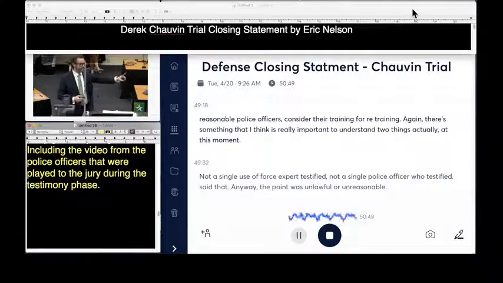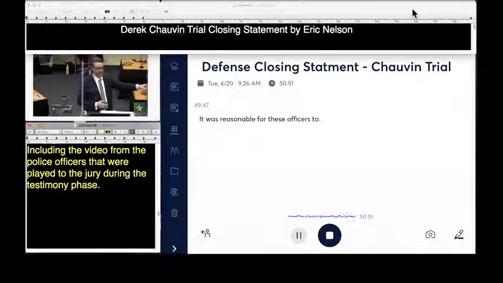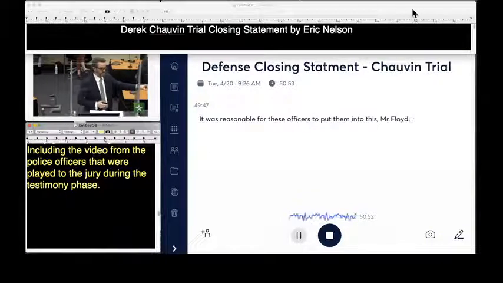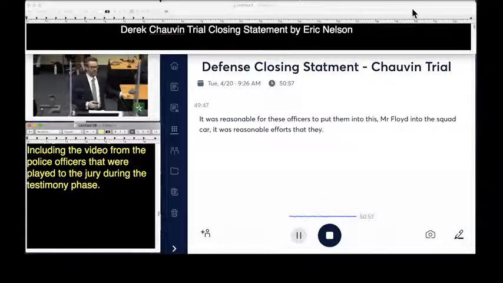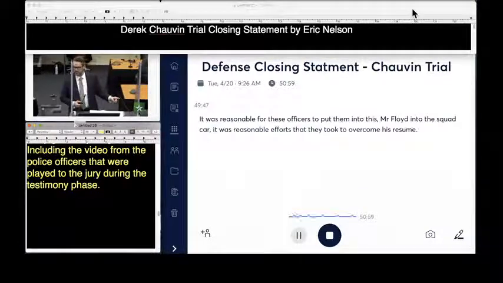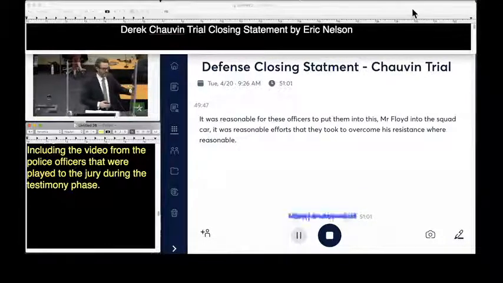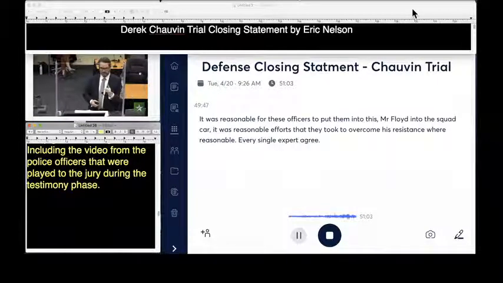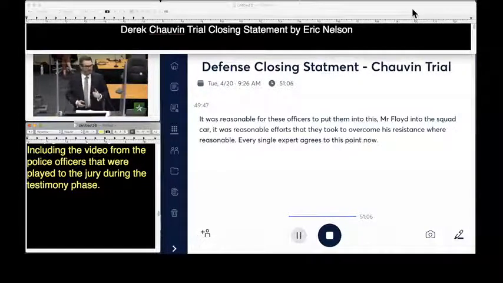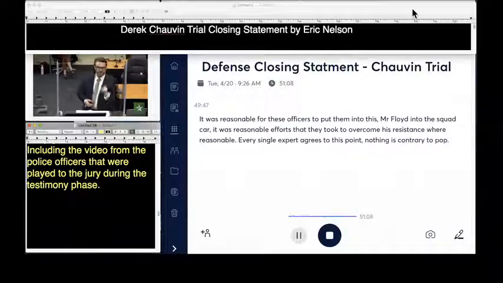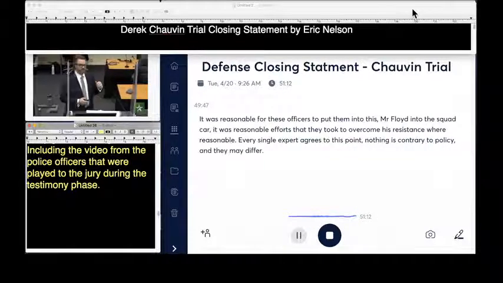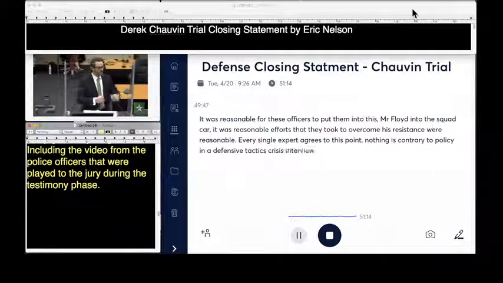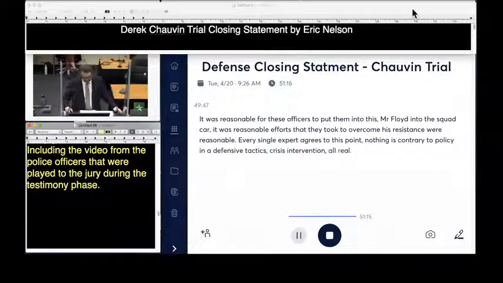It was reasonable for these officers to put Mr. Floyd into the squad car. It was reasonable. The efforts that they took to overcome his resistance were reasonable. Every single expert agrees that to this point, nothing is contrary to policy, training, defensive tactics, crisis intervention, all reasonable.